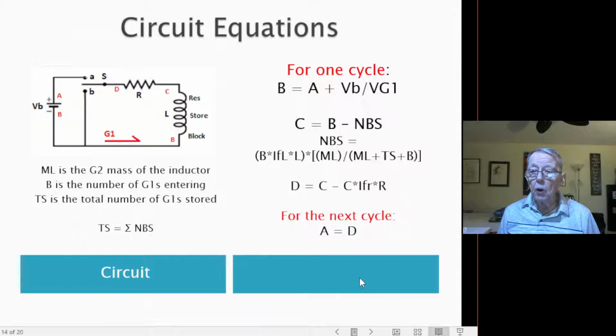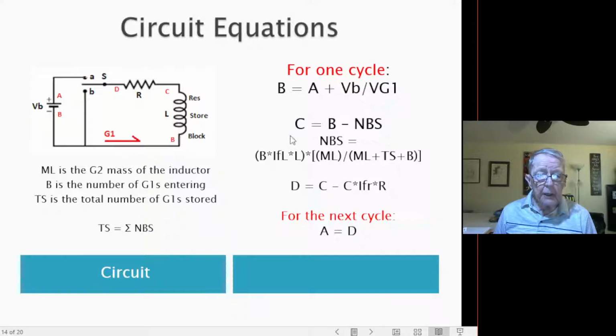Okay, this is the whole one. I didn't go over all of it, but let's start with the equation for B. You start with assuming what A is, but if the switch is open, A is 0. So the first time, A is 0, and B is only equal to what the battery puts out. This is the voltage. If this is a 10-volt battery and the VG1 is 0.1 volts per G1, then this is 100. But that's the equation: B is equal to A plus what the battery puts out.